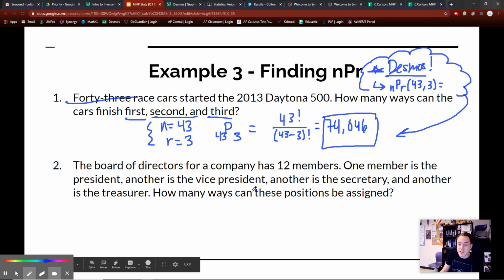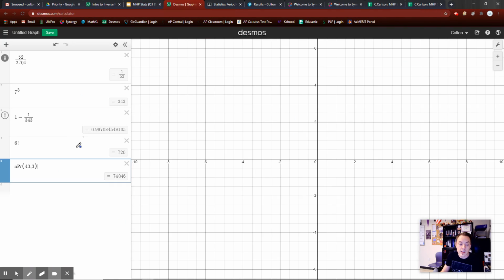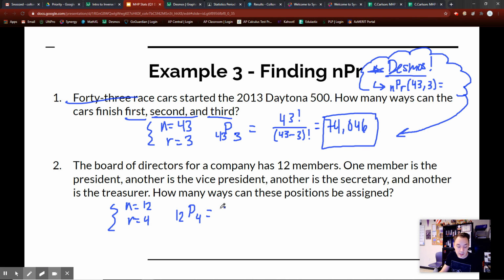Okay. A board of directors of a company has 12 members. One member is president, vice president, secretary, and treasurer. So that means my n, what's my total? 12. And then my r, taken at a time, are those four positions, so 4. So now I have 12P4. And then if we plug that into Desmos, we'll get an answer. So I'll actually just scroll over here, erase that, 12, and then I'll go over here and then P4. What's my answer? 11,880. And it's that simple, guys. Really, seriously, it's just that simple. So 11,880 different ways that these positions can be assigned.